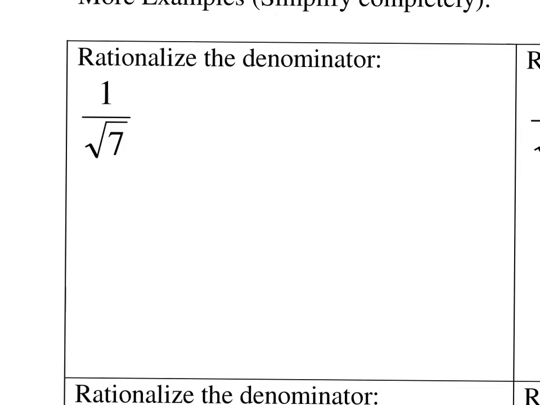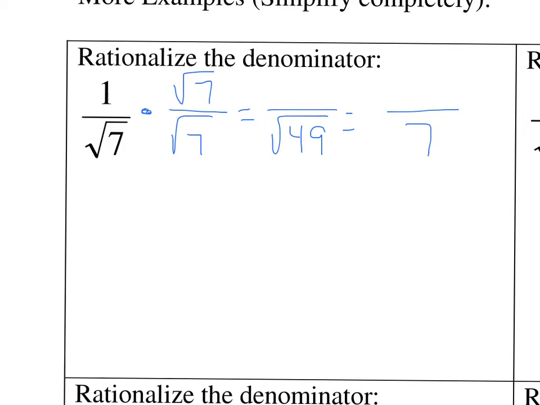We do that by multiplying it times itself, because when you multiply the square root of 7 times the square root of 7, you get the square root of 49, which is 7. But the rule with fractions, whatever you do to the denominator, you also have to do to the numerator to keep the equality. So the numerator turns into 1 times the square root of 7, which is the square root of 7. Don't make the mistake of trying to reduce these. The square root of 7 and 7 cannot reduce because they're not the same number. So this is your final answer.